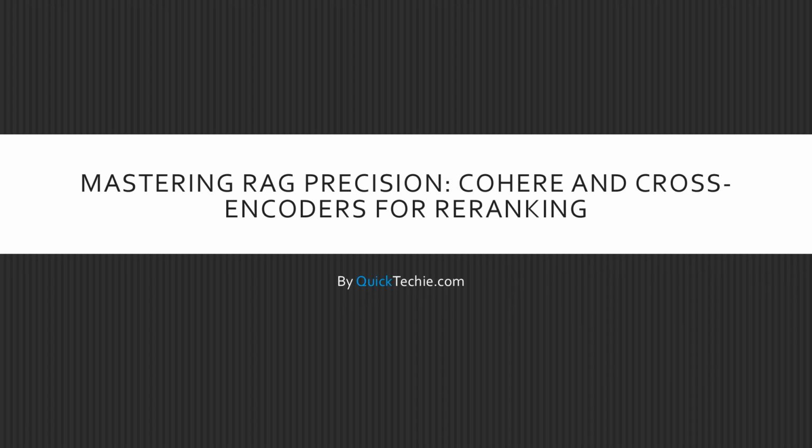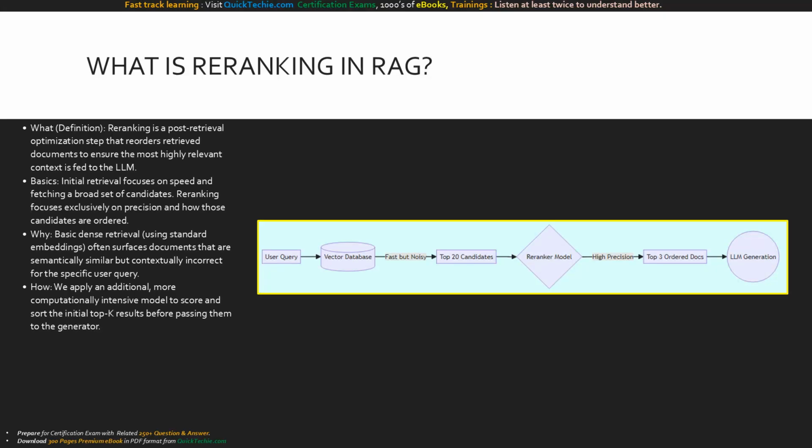Welcome back, team. Today, we are elevating our RAG pipelines by tackling one of the most powerful optimization techniques, reranking. Specifically, we will master cross-encoders and the Cohere Rerank API to achieve unparalleled retrieval precision. Let us get started. Let us begin by distinguishing between retrieval and ordering.